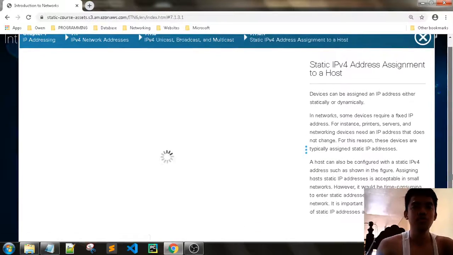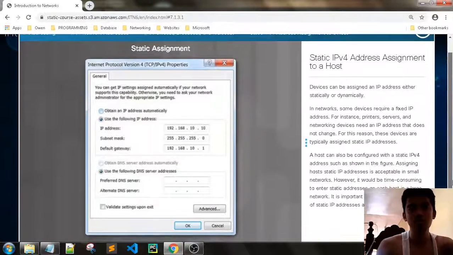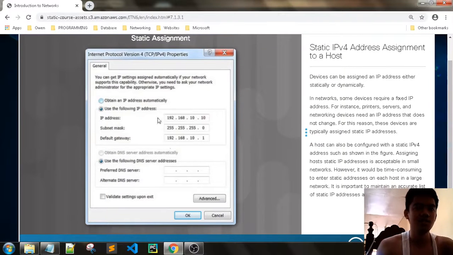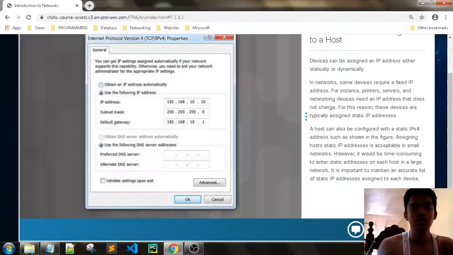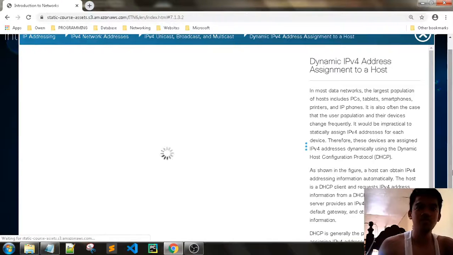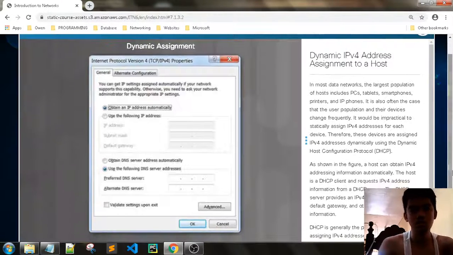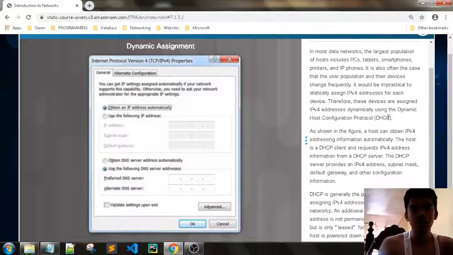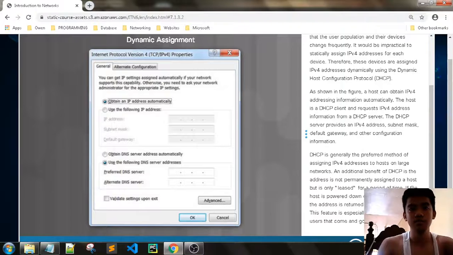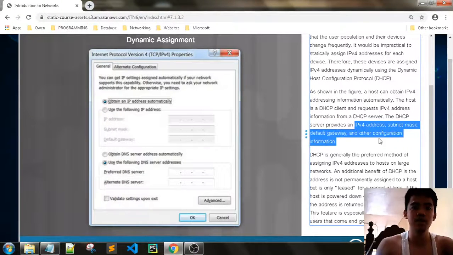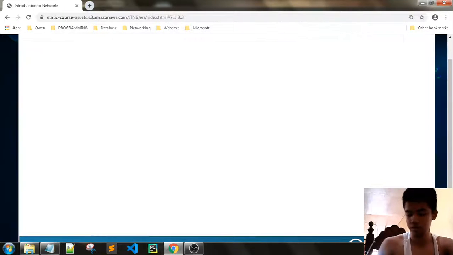So static IPv4 address assignment to the host means we manually configure the IP addresses on a device. Dynamic IPv4 addressing uses DHCP, the Dynamic Host Configuration Protocol, for assigning IPv4 addresses automatically. It provides the IPv4 address, subnet mask, default gateway, and other configuration information.